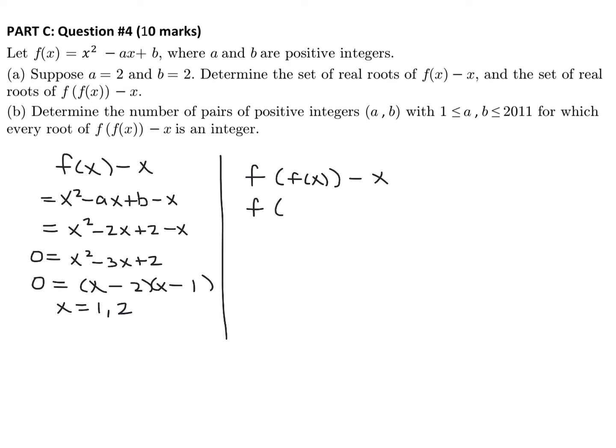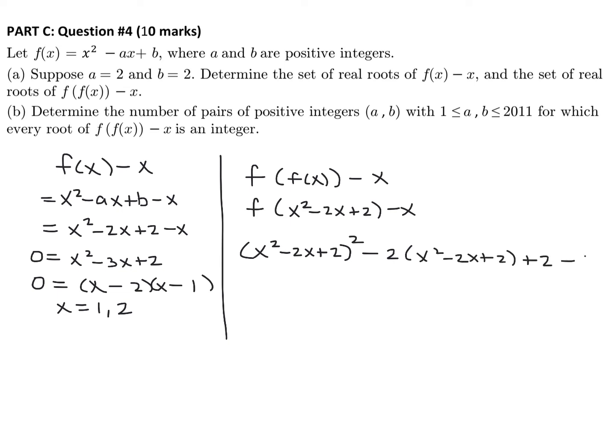So f at x, which is x squared minus 2x plus 2 minus x. And then substitute this into here. So that's going to be x squared minus 2x plus 2 all squared minus 2 times x squared minus 2x plus 2 minus x. Okay. Expand and collect like terms. I'll let you guys do that. X to the power of 4 minus 4x cubed plus 6x squared minus 5x plus 2. And then now factor. And you guys can do that.